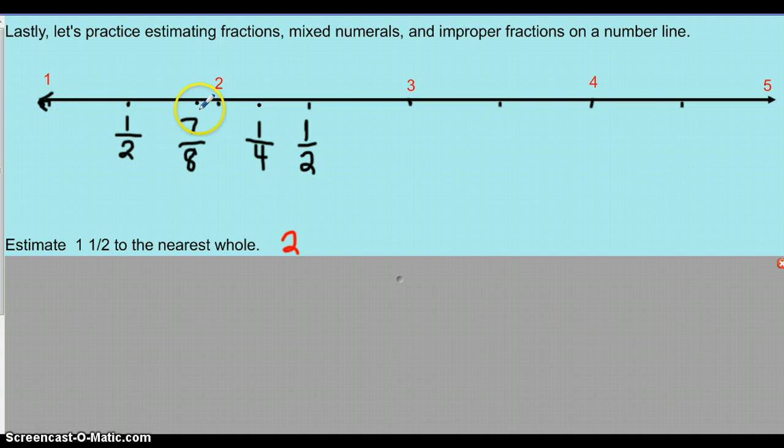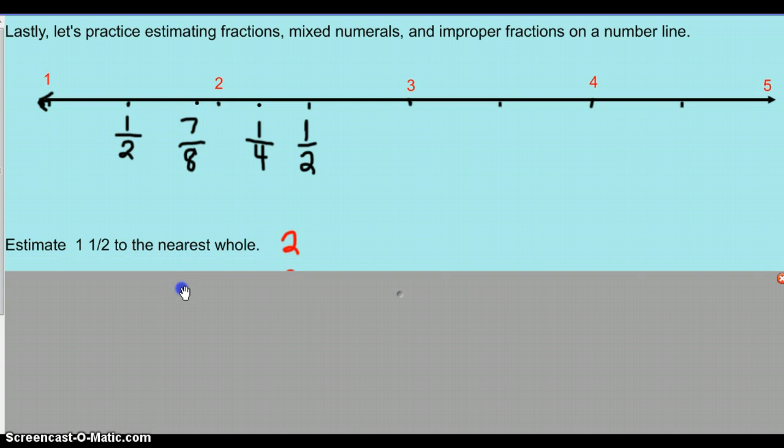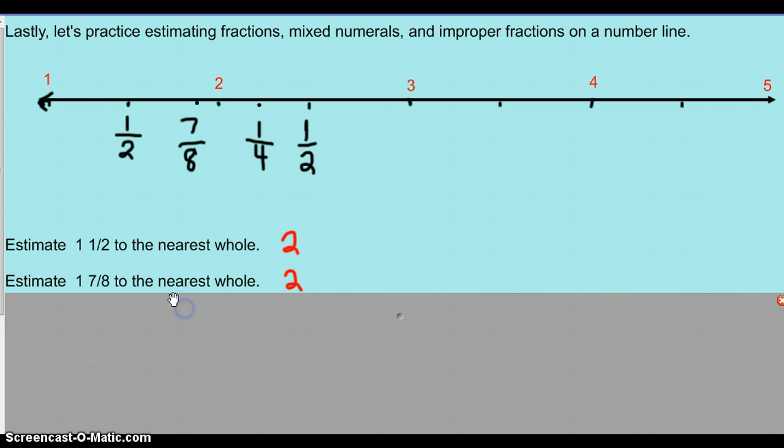1 and 7/8, well, you can see how close it is to 8/8. So it also rounds to 2. So 1 and 7/8 rounds to 2. 1 and 1/4 rounds to 2 because it's much closer, okay, than it is to the 3. So, I'm sorry, I said 1 and 1/4. 2 and 1/4 rounds to 2.